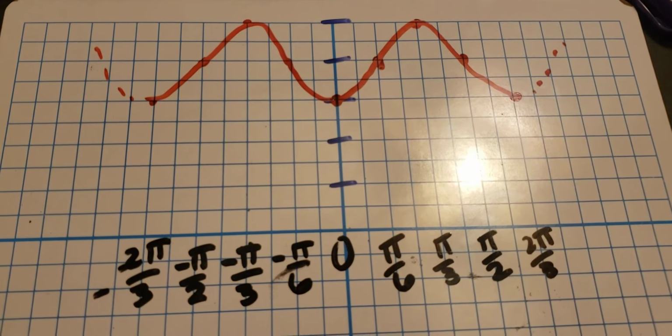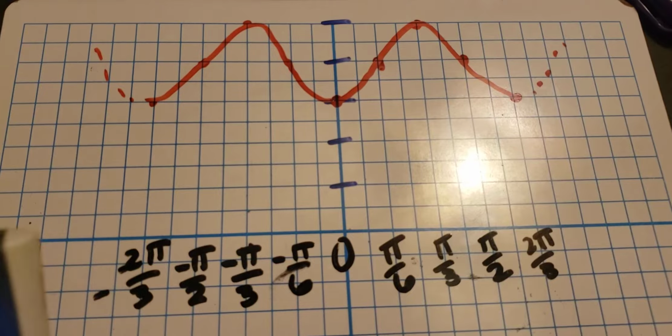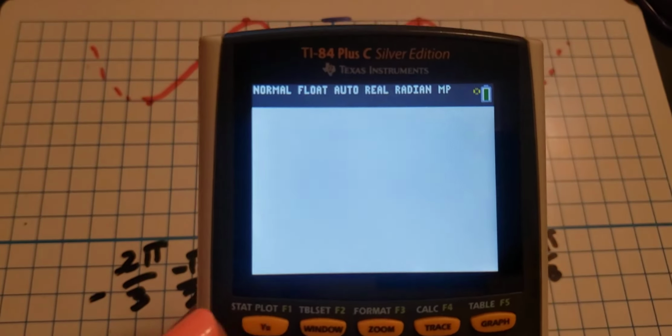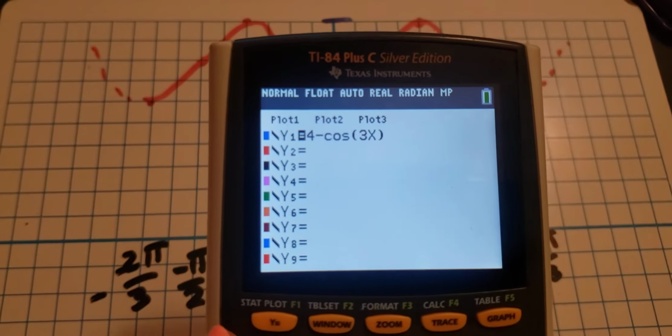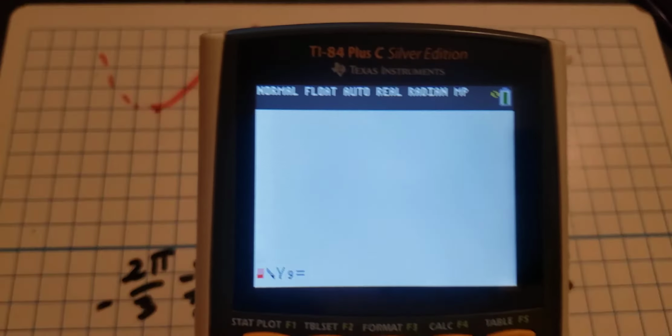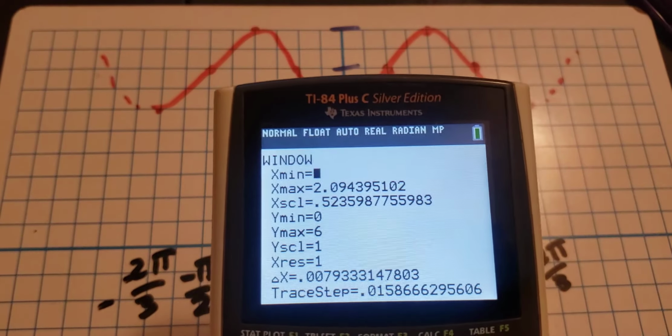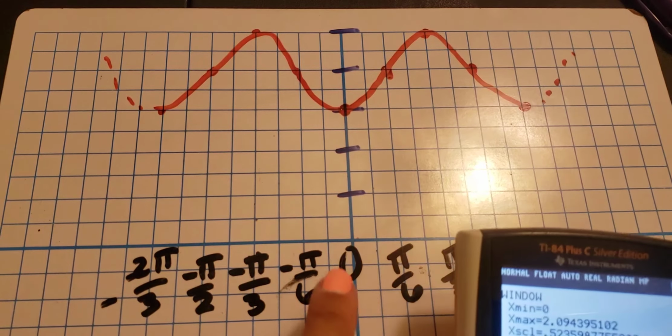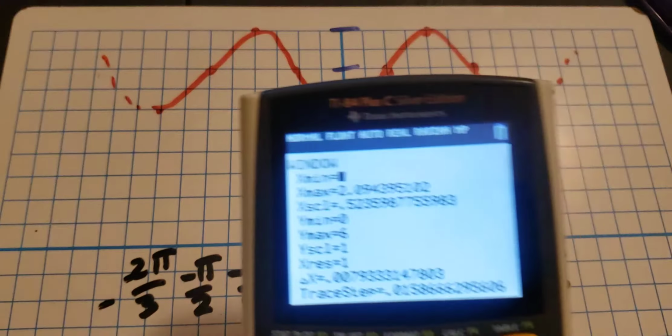I can get that without. But now to confirm that I graphed it correctly, I can use my calculator. So y equals, if you notice, I already put in 4 minus cosine of 3x. And then for my window, I'm going to put 0, but I'll mess with it a little bit later. So I'm going to start with 0. I'm going to do the first one that I did.